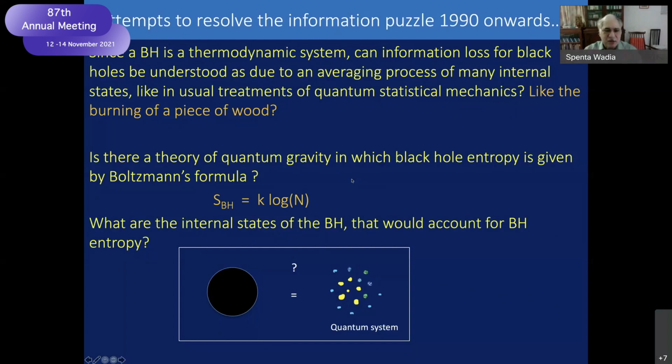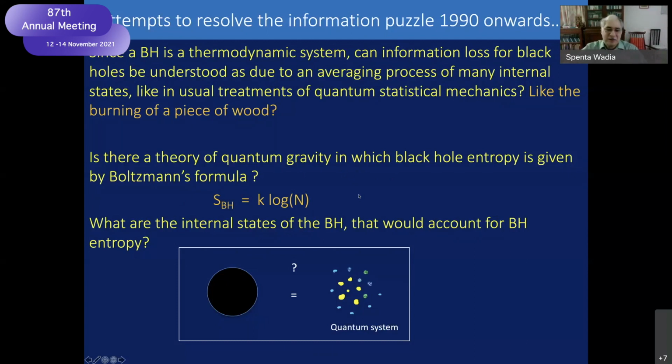So the main question was, is there a theory of quantum gravity in which black hole entropy, formula due to Bekenstein and Hawking, is equal to Boltzmann's formula? Is there a formula like this, which is on this slide? S black hole is equal to k, which is Boltzmann's constant, times log of the number of degrees of freedom of the system. Now, what are the internal states of the black hole that would account for black hole entropy?